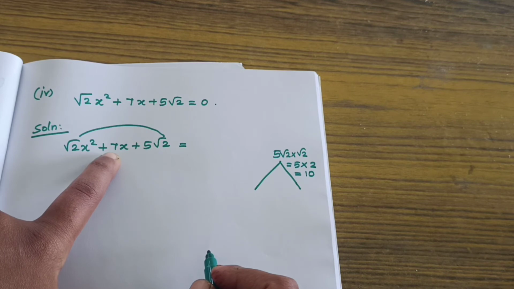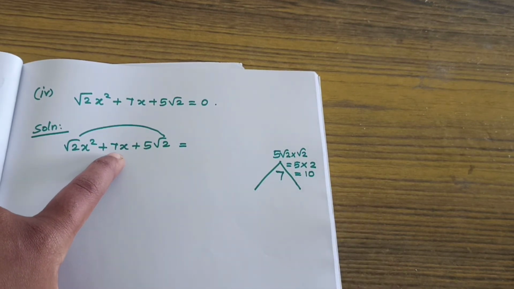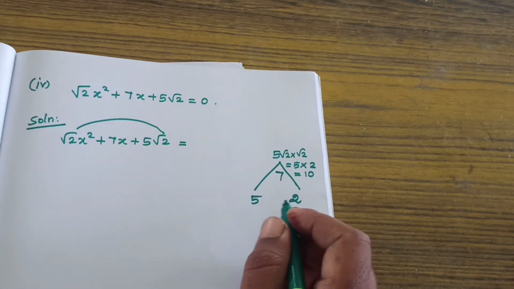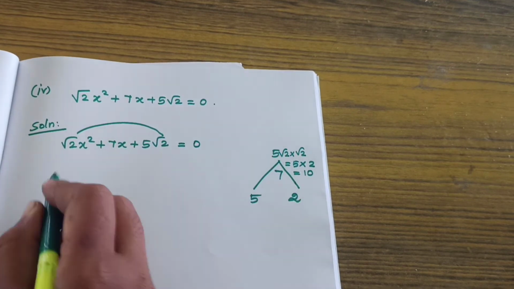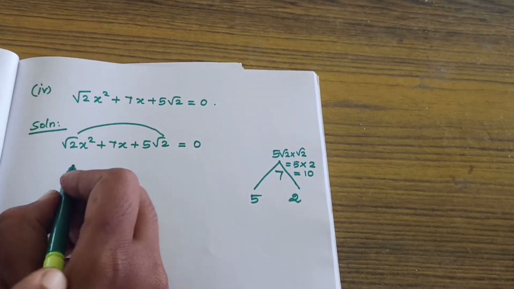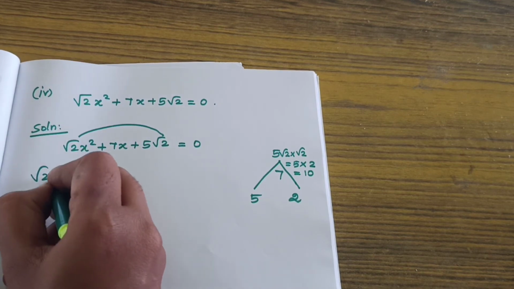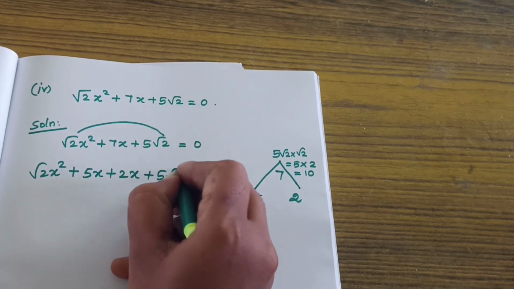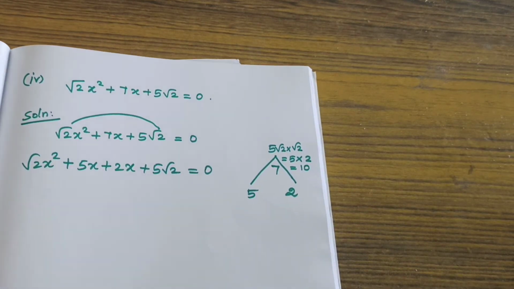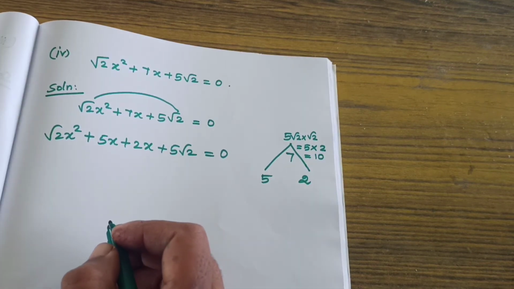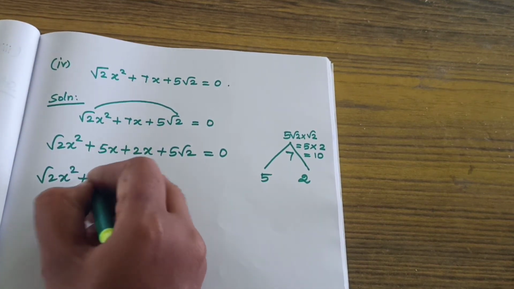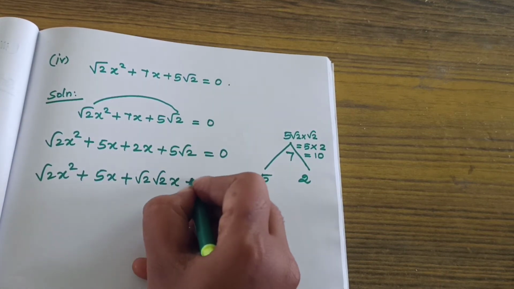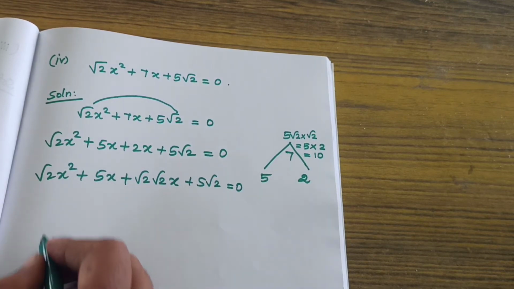Okay. Then what is the addition factor? 7. We can write it here. Guess the numbers 10 and 7. 5 2s are 10, 5 plus 2 is 7. Shall we rewrite here? So this is equal to 0, I am factorizing this down. So root 2 x square, instead of 7x I am writing 5x plus 2x plus 5 root 2 equal to 0. Got it? Then, okay listen, root 2 x square plus 5x, here root 2 no, so we can write this 2 as root 2 into root 2, x plus 5 root 2 equal to 0.